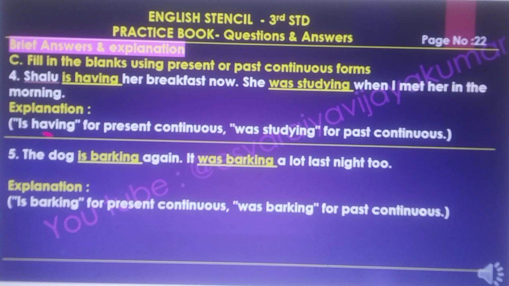And question number 4, Shalu is having her breakfast now. She was studying when I met her in the morning. Explanations, is having for the present continuous tense, was studying for past continuous. The dog is barking again. It was barking a lot last night too. Explanations, is barking for present continuous, was barking for past continuous.